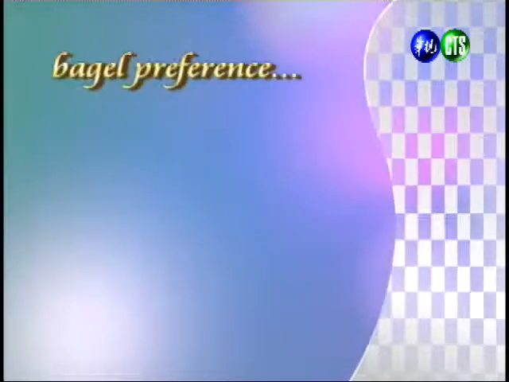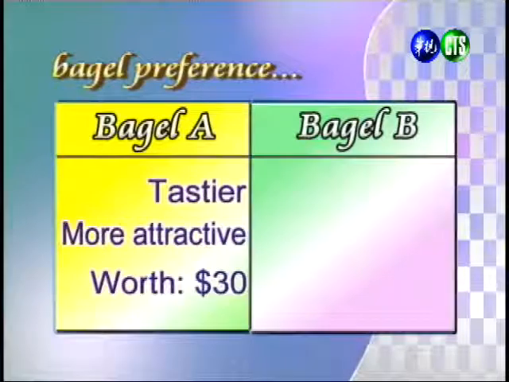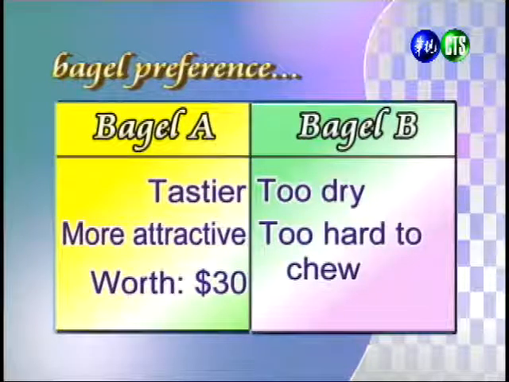And then finally, we learned about Emily's bagel preference. And we found out that she liked bagel A better, and it's tastier, it's more attractive, and she thought it's worth $30. And then she didn't like bagel B as much because it's too dry and too hard to chew.